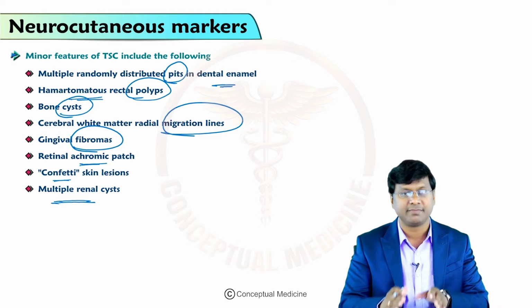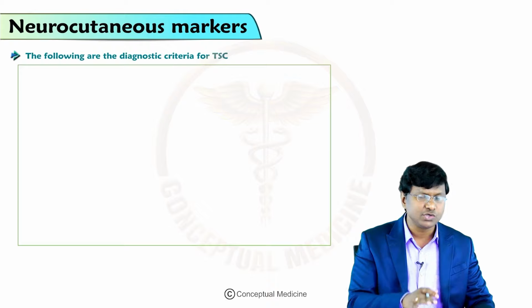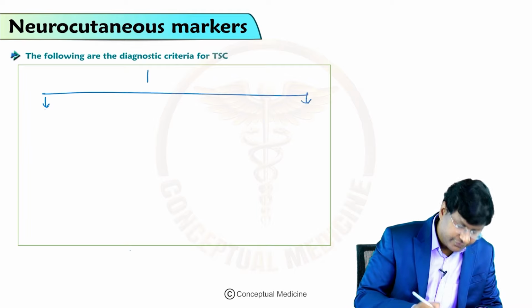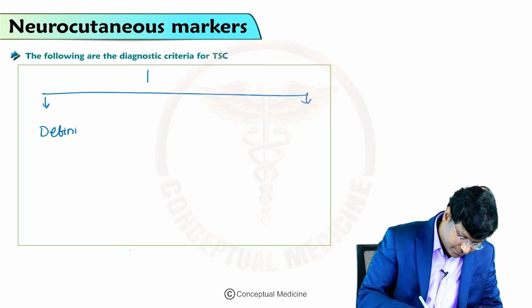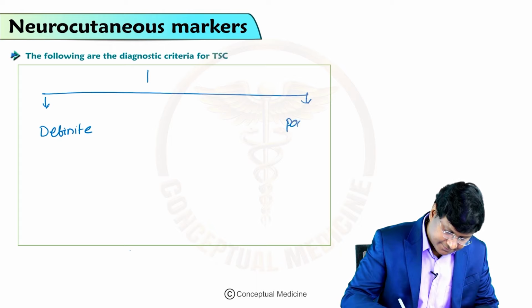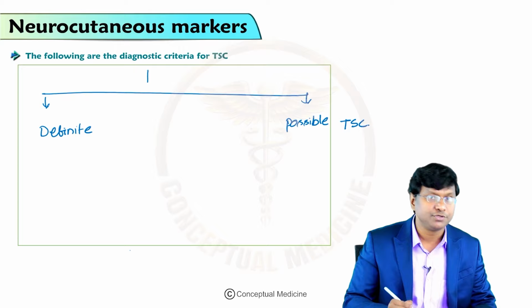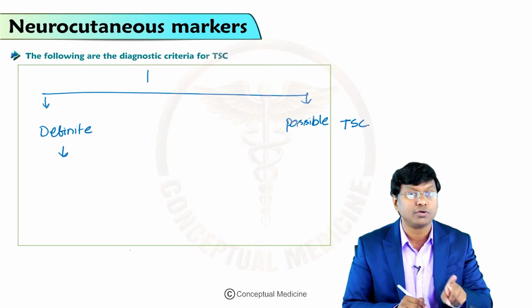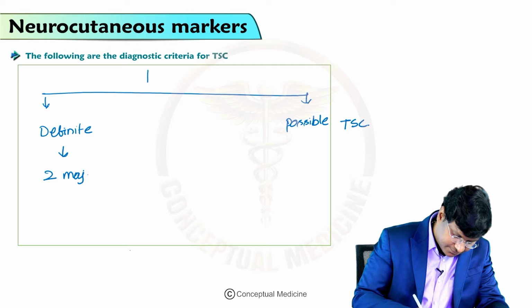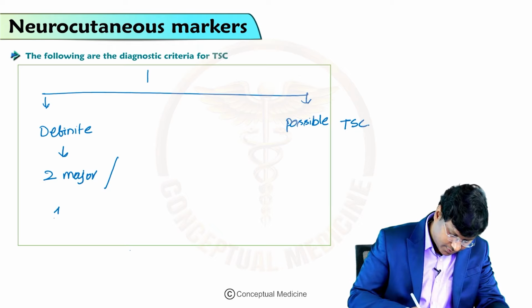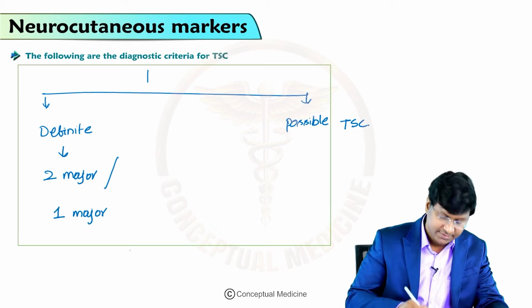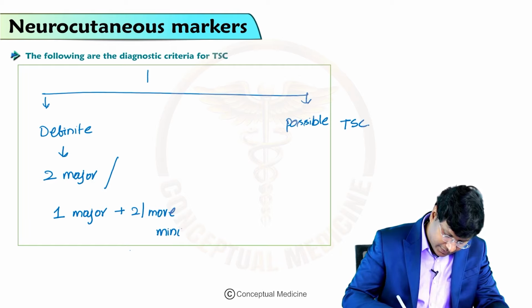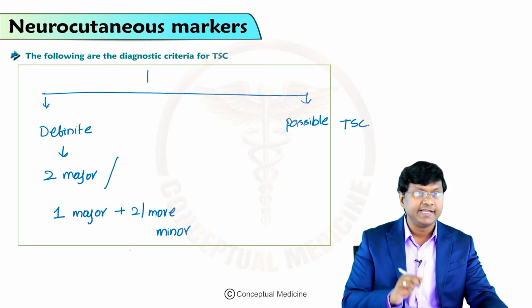Now, out of these major as well as minor features, what should be the diagnostic criteria? It is not that all the cutaneous, all the neurological, all the other features should be there. So for diagnostic criteria, we classify this into definite tuberous sclerosis and possible tuberous sclerosis. Definite tuberous sclerosis: 2 major features, or 1 major plus 2 or more minor features. That will be definite tuberous sclerosis.